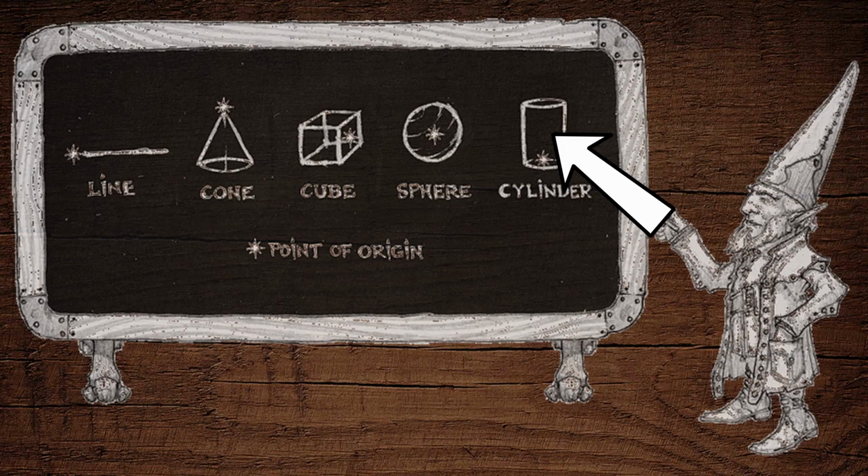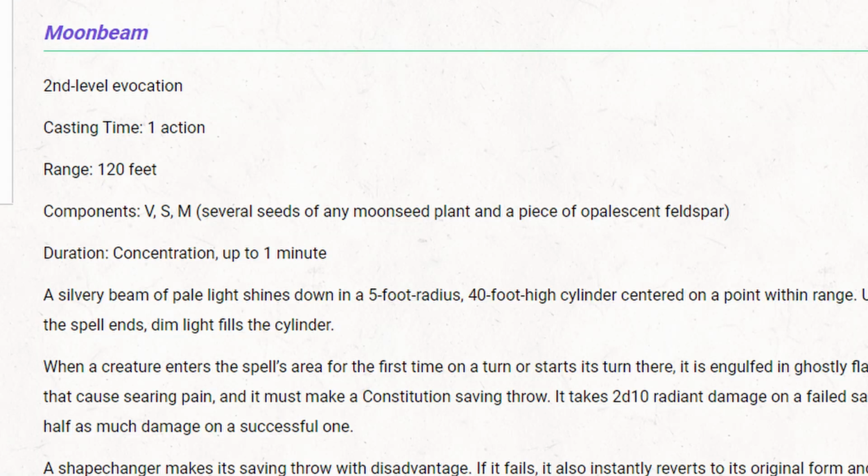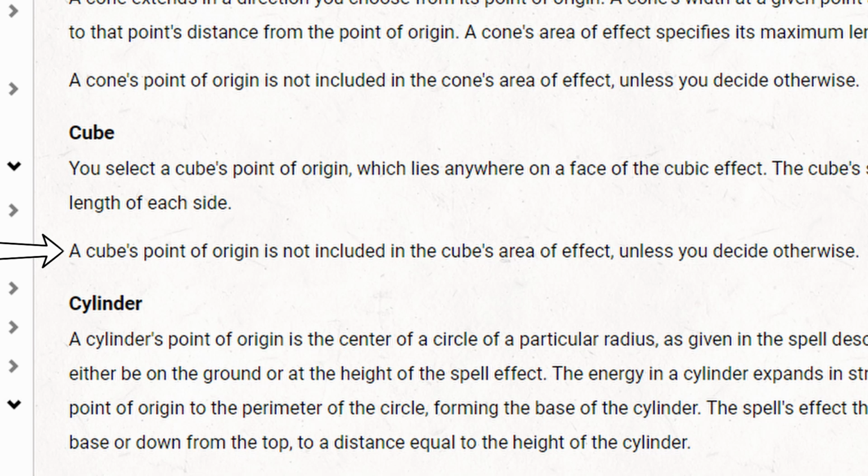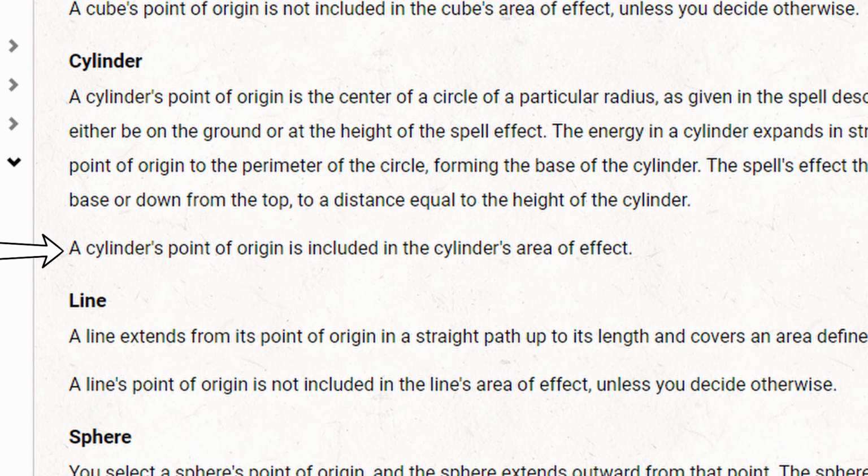A cylinder affects a radius similar to a sphere, but it usually has a particular height as well. For example, the spell Moonbeam has a 5-foot radius, but is 40 feet high. The point of origin has to be in the center of the circle, and always on one end of the cylinder, usually on the ground. For the line, cone, and cube, the point of origin isn't included in the area of effect unless you want it to be, but for the cylinder and the sphere it is included.